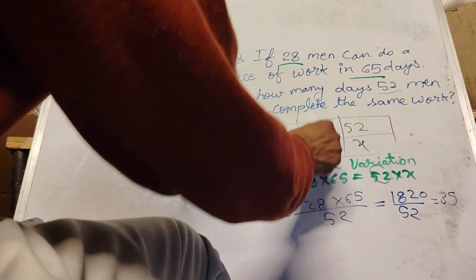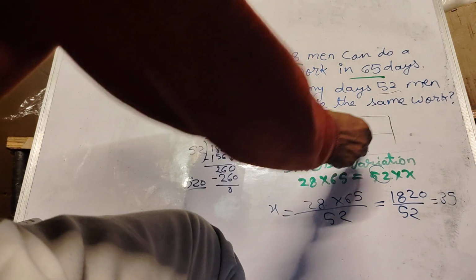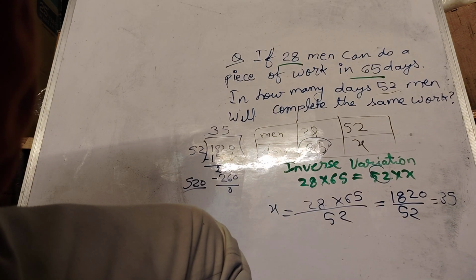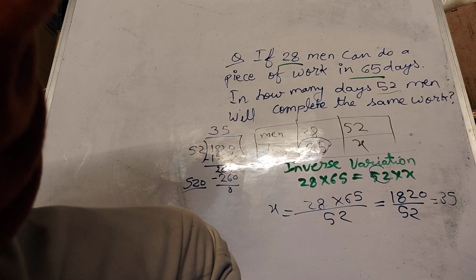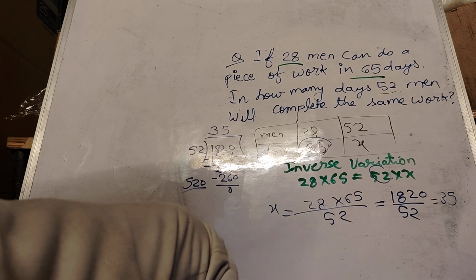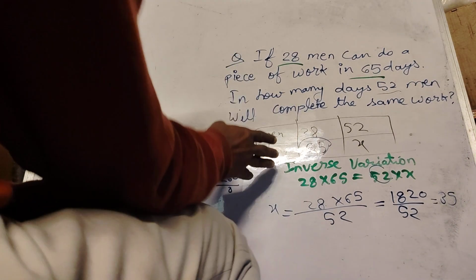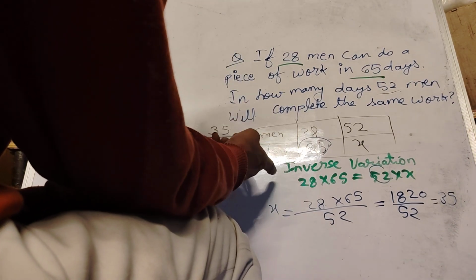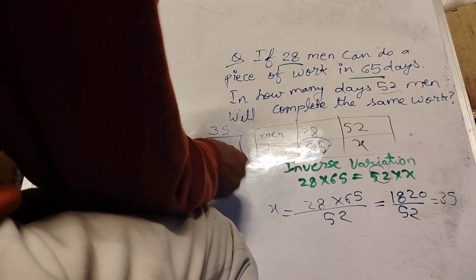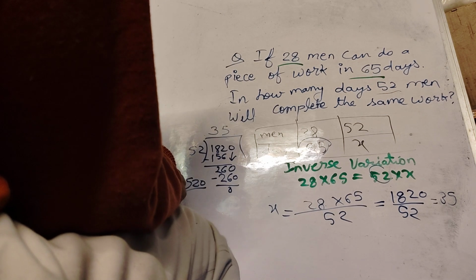So there are 65 men, and 35 days is enough for them to complete the work. One method was the unity method, and the other is this tabular method. I think you will find this method easier.